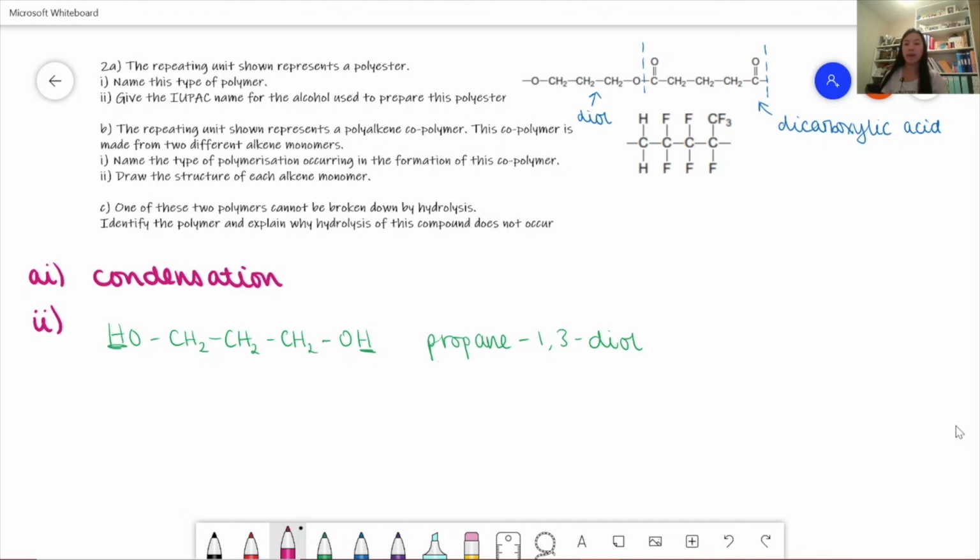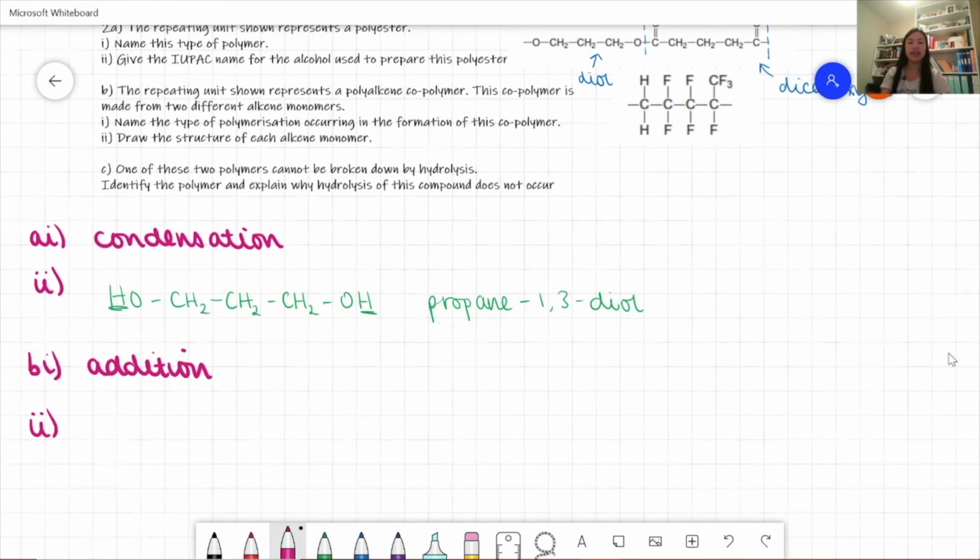And then for B(i), the repeating unit shown represents a polyalkene copolymer, and this copolymer is made from two different alkene monomers. So first we need to name the type of polymerization occurring, and so the other type of polymerization is addition, and this is when we add up loads and loads of alkene monomers to form a long chain molecule, which is a polyalkene. And then for 2, draw the structure of each alkene monomer.